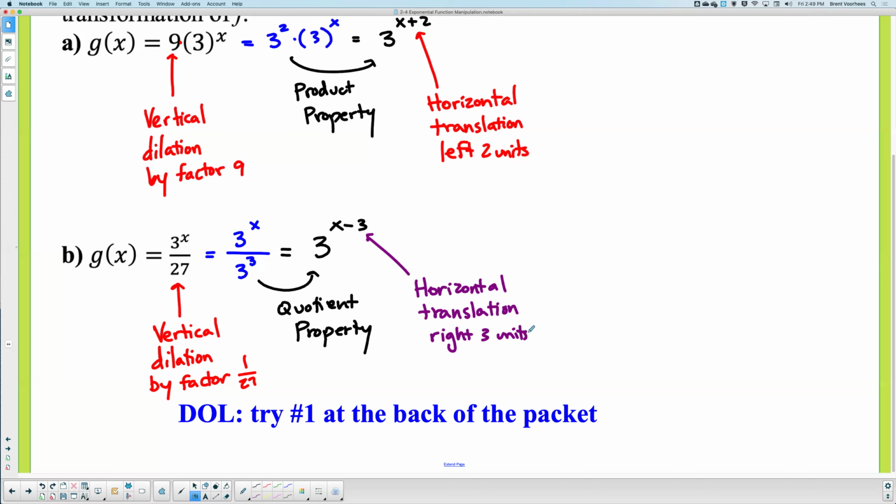Notice this is also a definition of an exponential. If the y's were to divide, that means the x's are to subtract. If the y's divide, the x's subtract. Okay? Go to the back of the packet, try number 1 now.